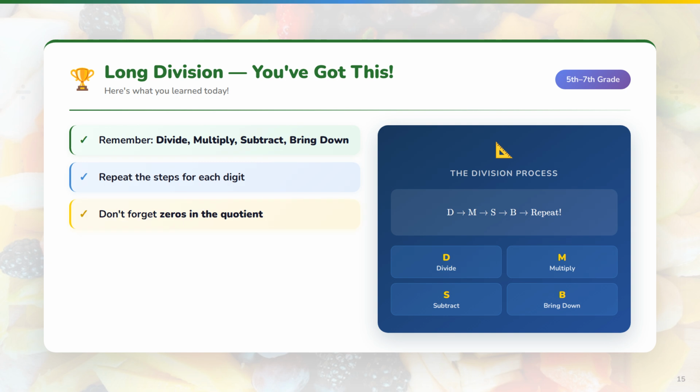Watch out for zeros in the quotient. They matter. And always check your answer by multiplying back. The more you practice, the faster and easier it gets. Try 5 problems tonight and see how much better you feel. You've totally got this. Keep it up.